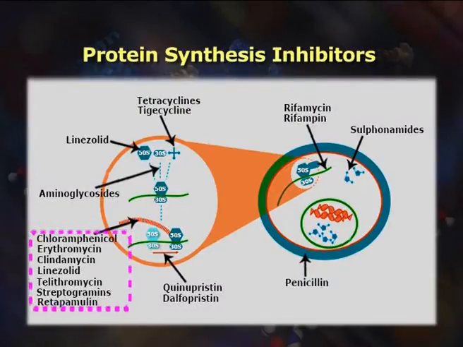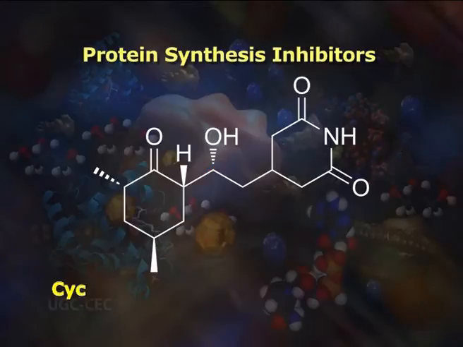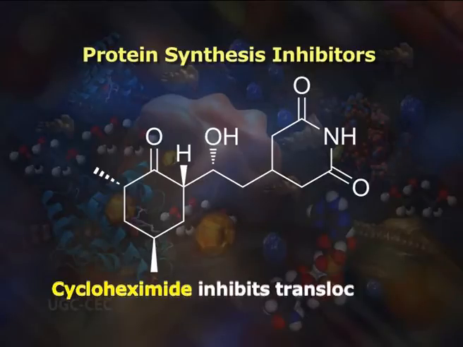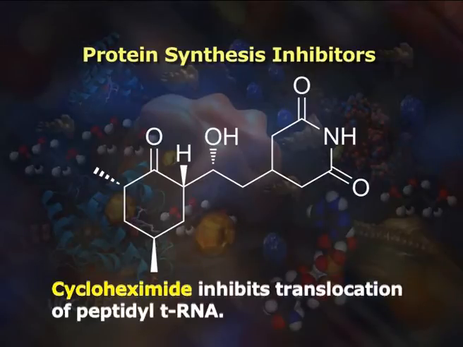Chloramphenicol, erythromycin, clindamycin, linezolid, telithromycin, streptogramins and retapamulin are the antibiotics that act at the binding site of the 50S ribosomal subunit and block peptidyl transferase activity. Penicillin inhibits transpeptidation enzymes involved in the cross-linking of polysaccharide chains of the bacterial cell wall peptidoglycan. Cycloheximide inhibits translocation of peptidyl tRNA.